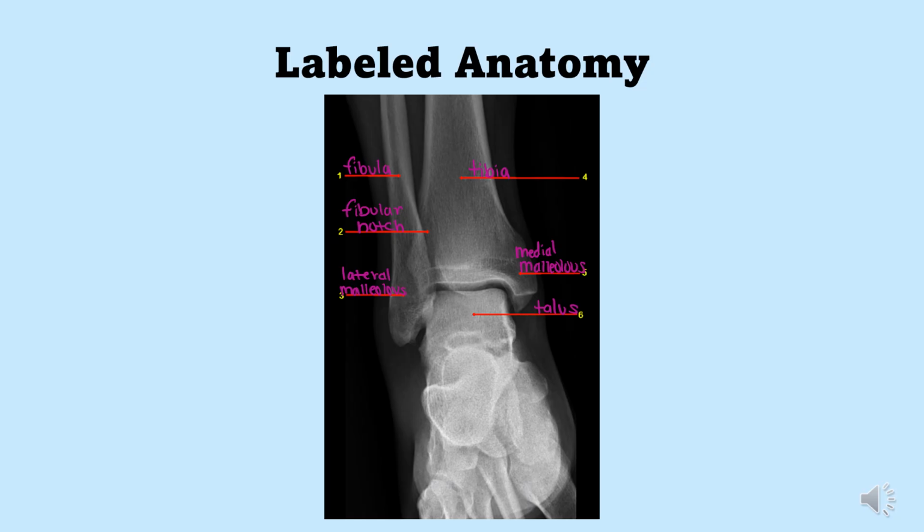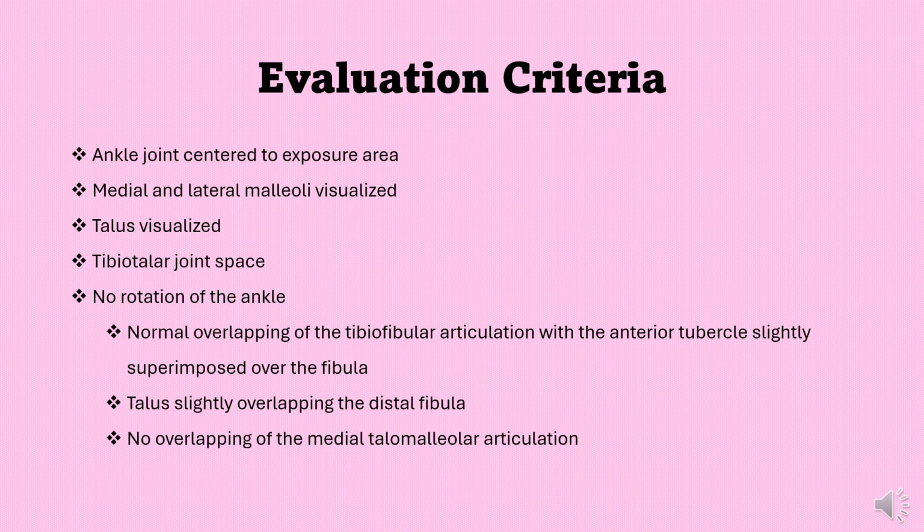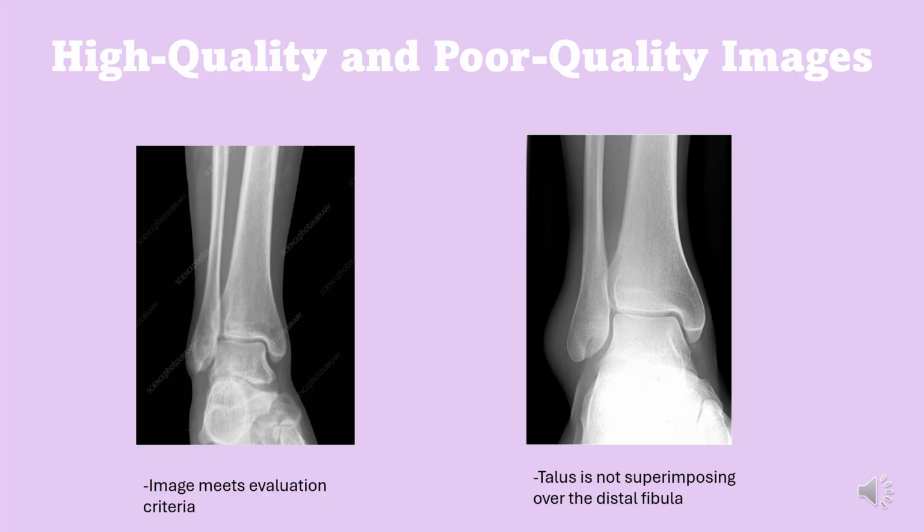Here I have labeled the anatomy, which includes the fibula, tibia, fibular notch, medial malleolus, lateral malleolus, and the talus. The evaluation criteria includes the ankle joint being centered to the exposure area, the medial and lateral malleoli visualized, the talus is visualized, as well as the tibio-talar joint space, and there's going to be no rotation of the ankle. On the left, this image meets evaluation criteria, and on the right, it does not because the talus is not superimposing over the distal fibula.